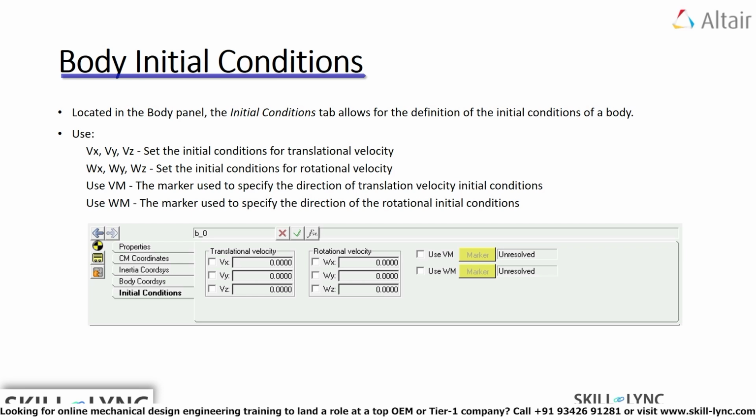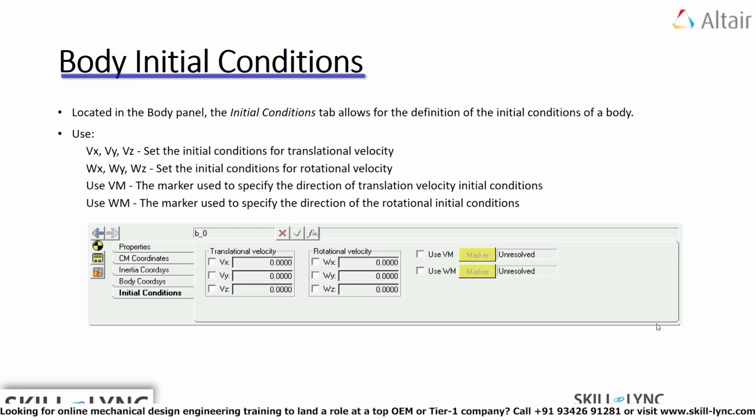So in the body panel, if we go to the initial conditions tab, it will allow us to define the initial conditions of the body. If we put a check mark on any of these boxes, we can turn on the initial conditions of the body. The initial conditions of the body pairs are made symmetric by activating the symmetric properties button.